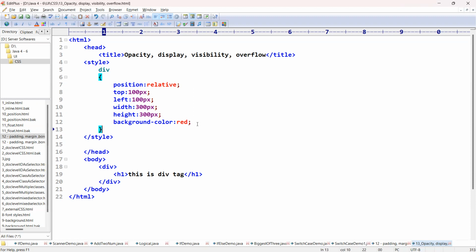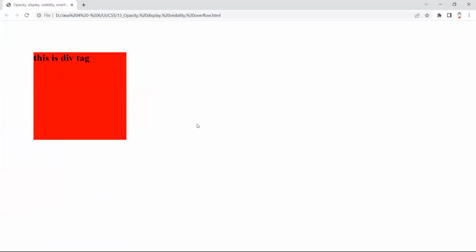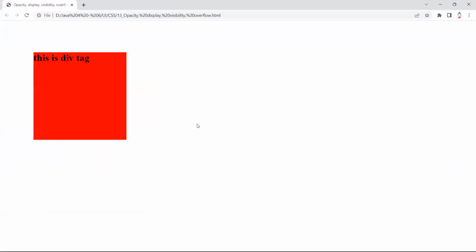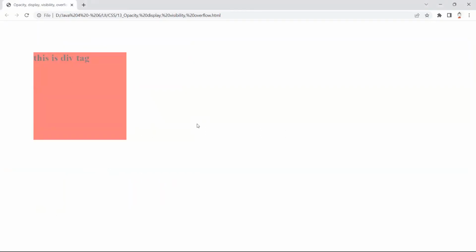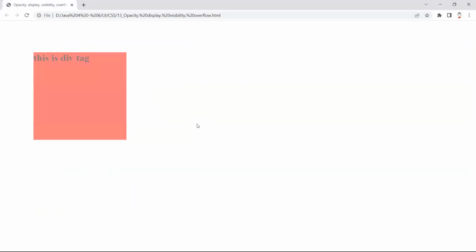See this one. Now what I'm going to do is, let's work on the opacity in the initial days. Opacity 1 means it will be completely visible. So when you give opacity, if the opacity is 1, the transparency of the division remains the same. If the opacity value decreases from 1 to 0.5, the transparency of the division will be reduced to 50%. If I give opacity equal to 0, then it won't be visible.